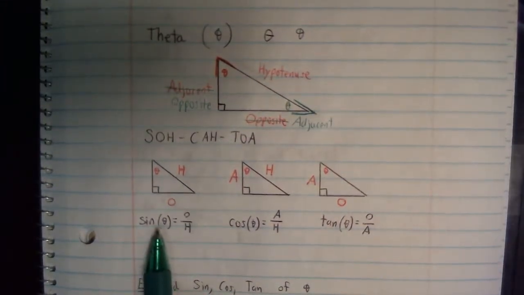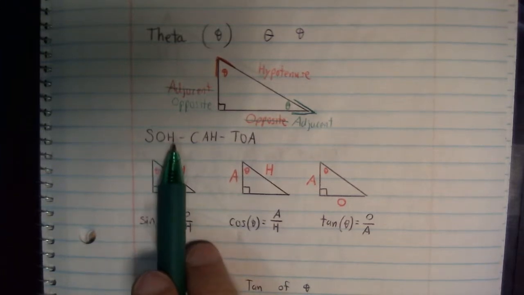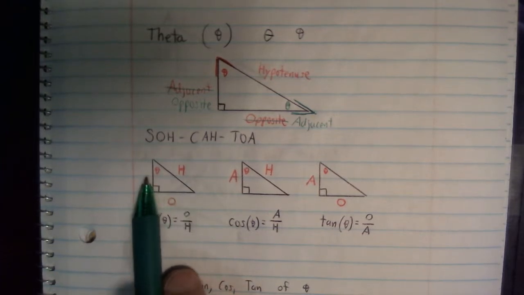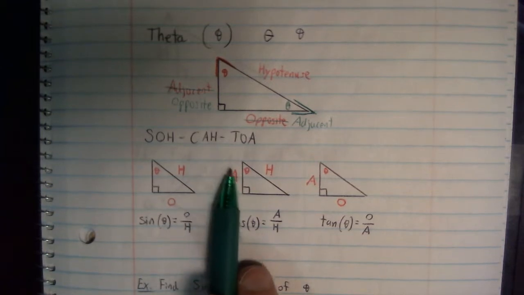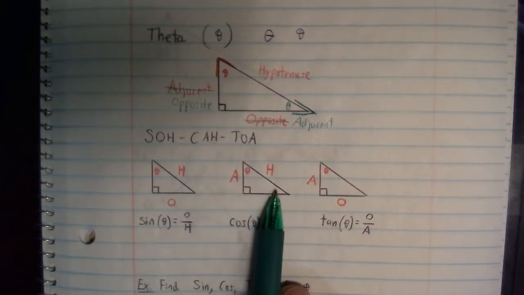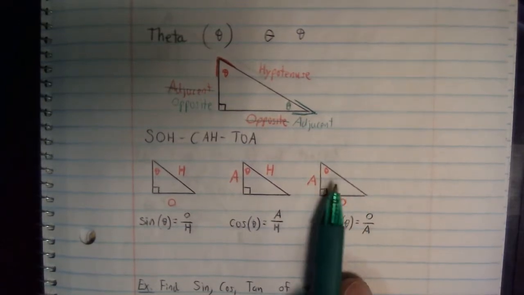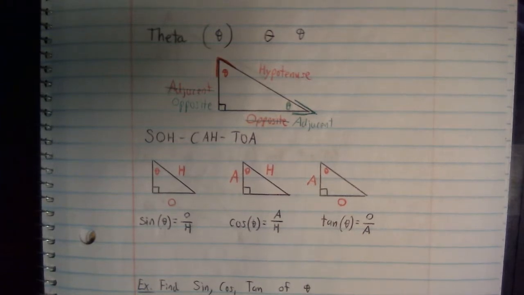So in each of these examples, sine is still going to be opposite over hypotenuse. However, now our theta would be down here, our opposite side would move over to here. Cosine is still A over H. However, because we're going from over here, our adjacent side moves, our hypotenuse stays. And lastly, tangent, if we move our theta over here, opposite and adjacent switch. So our numbers would be in different spots. This is going to make a lot more sense when we start looking at problems.